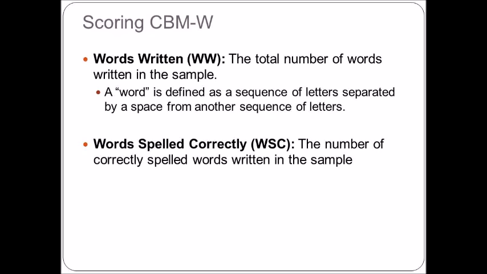Words written is the total number of words written in the sample. A word is any sequence of 2 or more letters separated from another sequence of 2 or more letters by a space. Words spelled correctly are just the number of correctly spelled words in the sample. But remember, when scoring word dictation, a student's response has to match the target word exactly. For example, if a student writes the word spot, but the word given was sport, that is not a word spelled correctly.